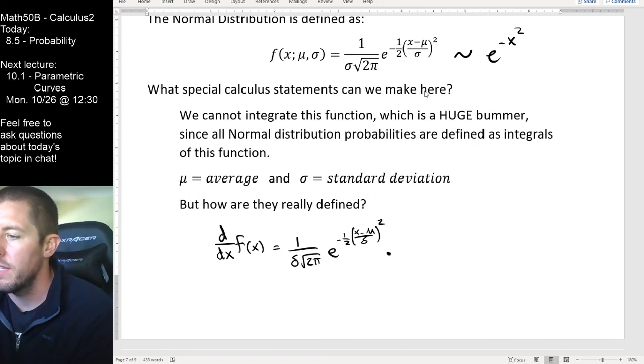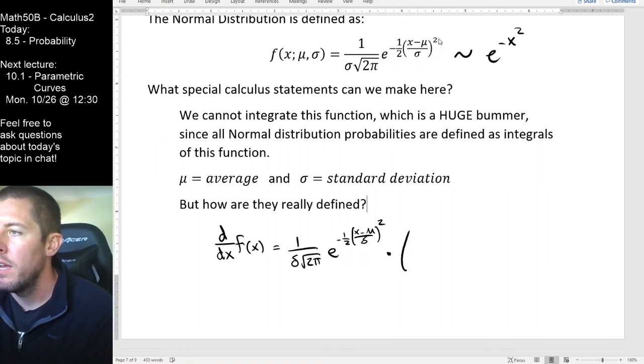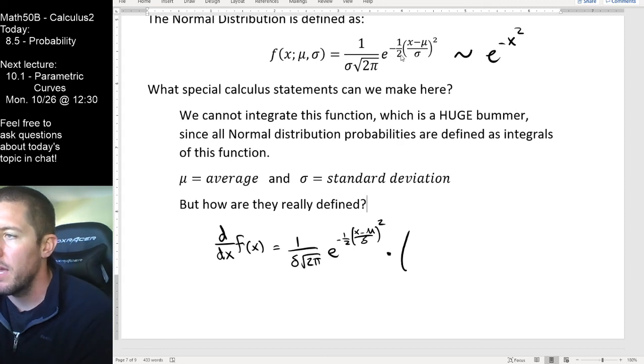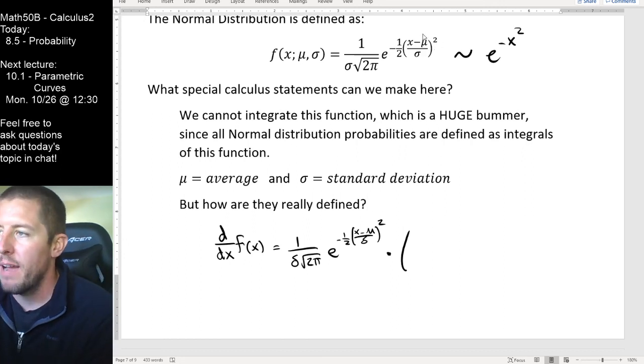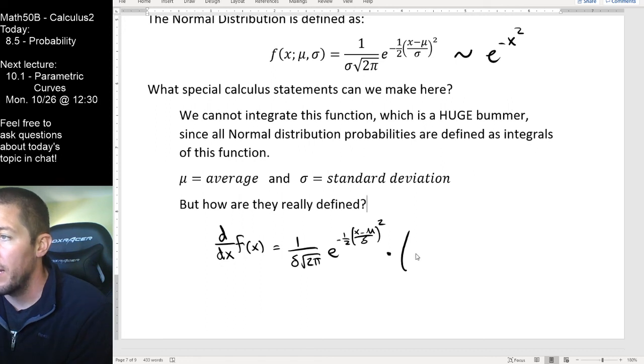And the derivative of this inside function, we can see here, the 2 is going to pop down to just give us a -1, right? Because this is really just some quadratic that's in here. And then times the derivative of that inside function, which is just 1, right? So what I'm going to be getting here is negative. The 1/2 and the 2 cancel, and I'm just going to get x minus mu over sigma.